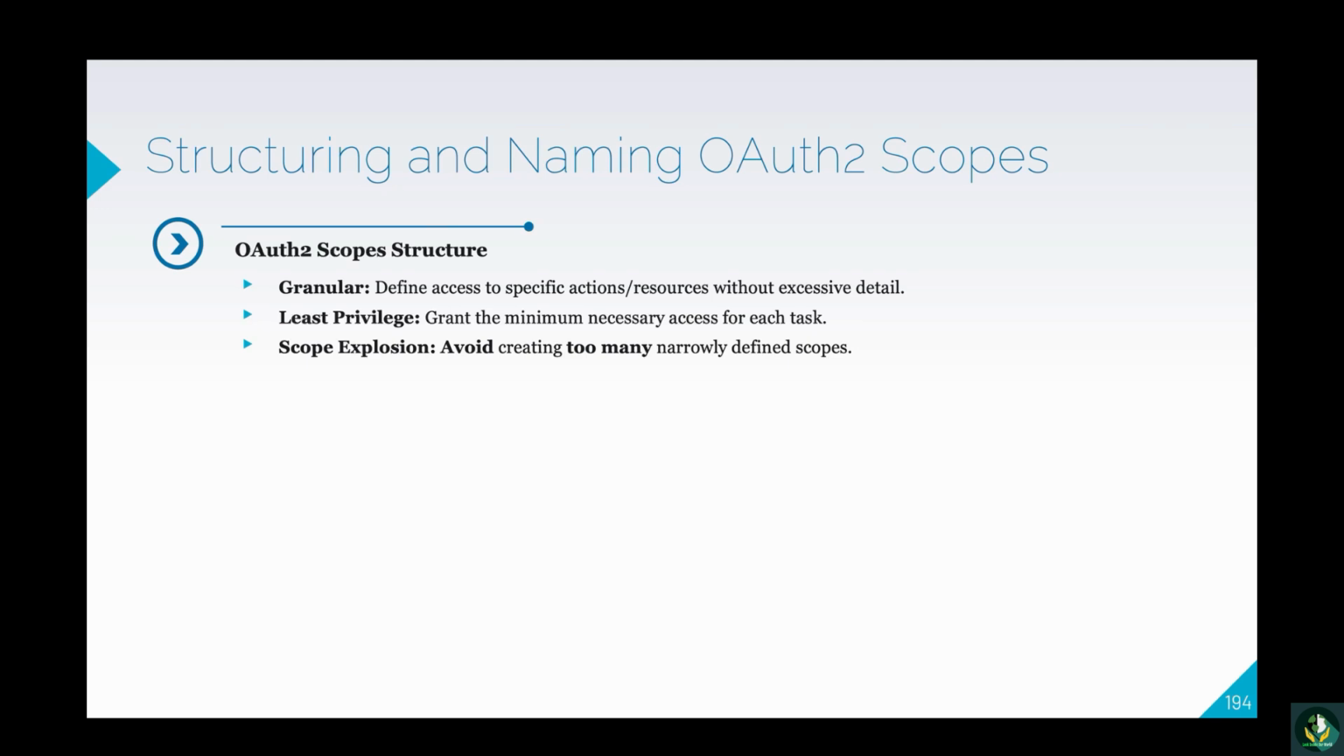Avoid creating too many highly specific scopes that can overwhelm your access management. For instance, instead of creating separate scopes for every possible action, group them logically to simplify management and avoid confusion. Hierarchical scopes: use a hierarchical naming convention to structure your scopes logically. For example, you might have a products scope with sub-scopes like products read and products write. This makes it easier to manage and understand permissions.